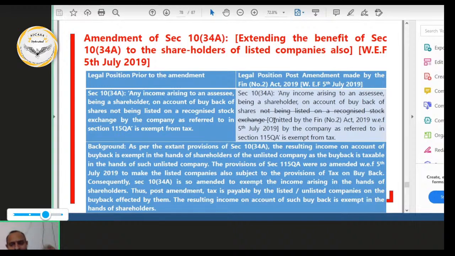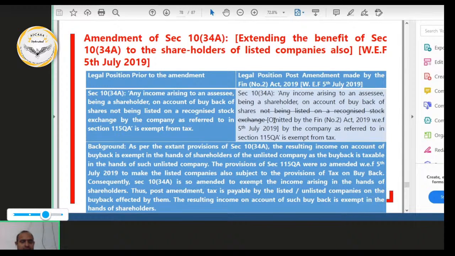Earlier 115QA is applicable only for unlisted companies. Now 115QA is applicable for listed companies also, where the listed company is resorting to buyback or unlisted company is resorting to buyback. It has to pay the special tax under section 115QA. Since the company is paying special tax, it is exempt in the hands of the shareholders. So consequential amendment has been made under 1034A.